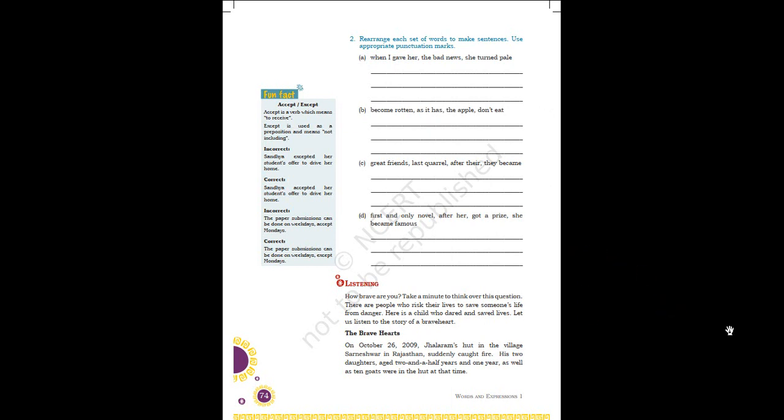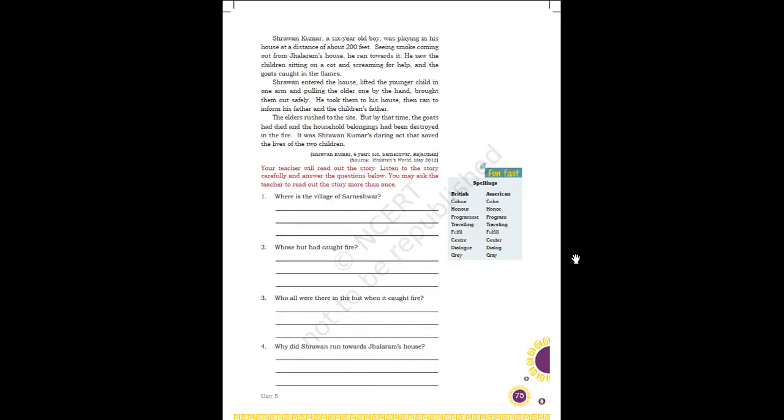Children, the next is again a story of brave hearts. They have given 6 questions there. You can write these answers in your own words, children. Okay, you have to read this. You have to cultivate the habit of reading. In your exam you have this reading comprehension section A. If you don't read with patience once or twice, then you will not be able to find the correct answers for these questions and frame the sentences properly.